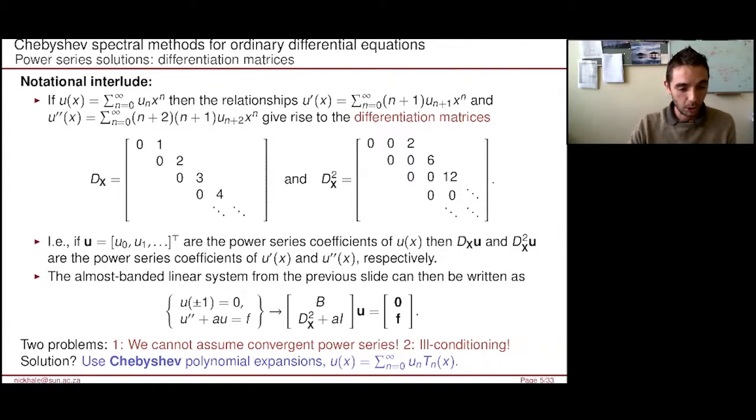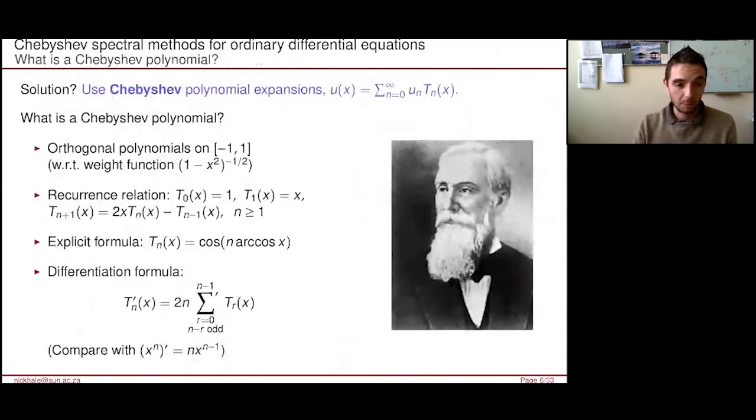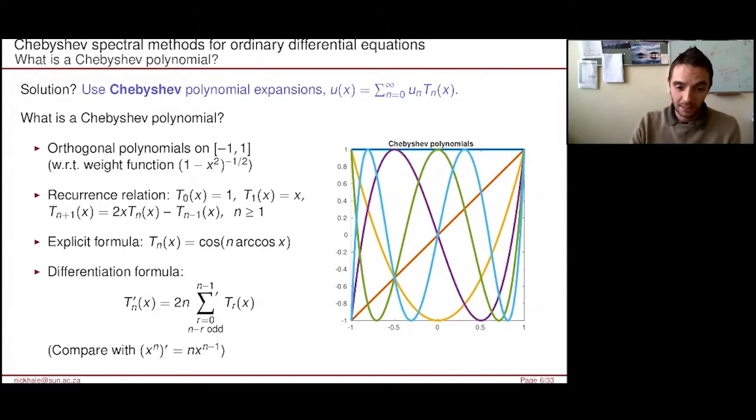Okay, so I said there were these two problems with this power series based approach, and we're going to try and overcome these with Chebyshev polynomial expansions. So what is a Chebyshev polynomial? And what do they look like? Well, this is what Chebyshev looks like. He's a famous Russian mathematician. He's often said to be the father of Russian mathematics. But we're actually more interested in what Chebyshev polynomials look like, and here is an example of the first six, I think, that I plotted.